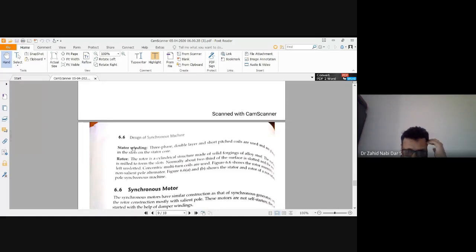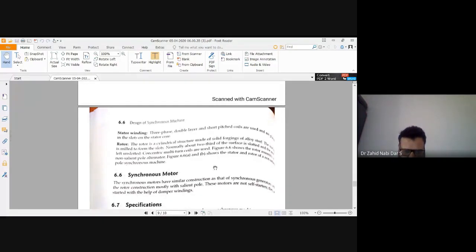So the stator winding is three phase, double layer, and short pitched coils are used and are placed in the slots in the stator core. Now the rotor. The rotor is basically cylindrical in structure, made of solid forgings of alloy steel. The slots are milled. Normally, about 2/3 of the surface is slotted. I'll give you a better picture than this when I upload my PDF. Concentric multi-turn coils are used.